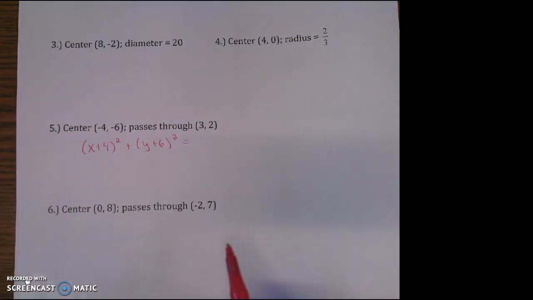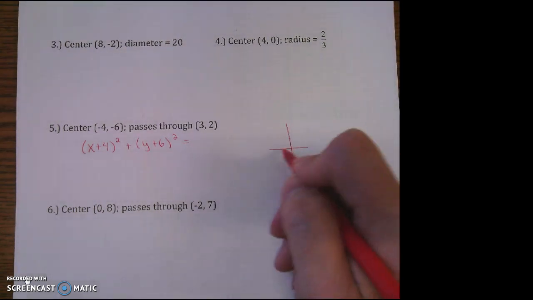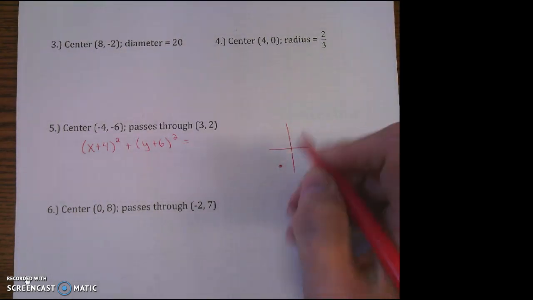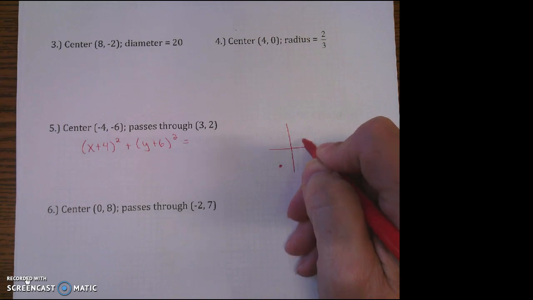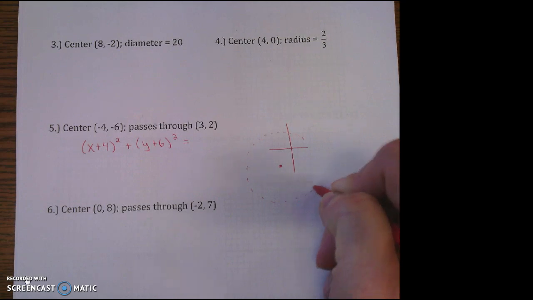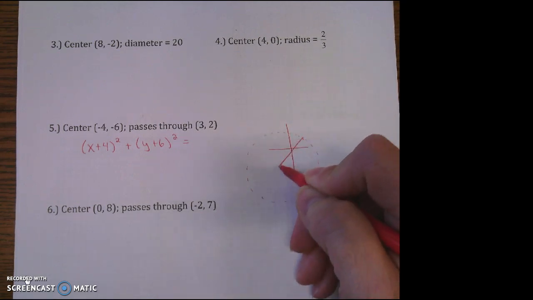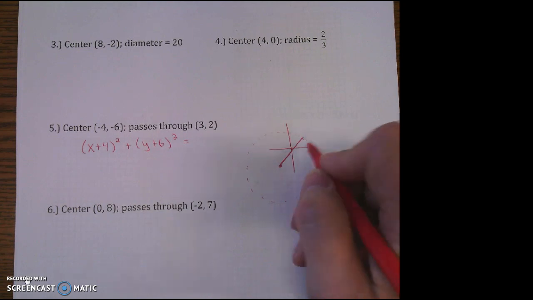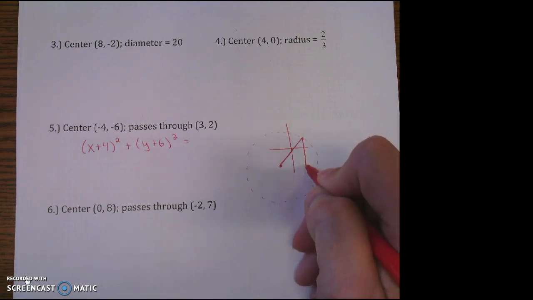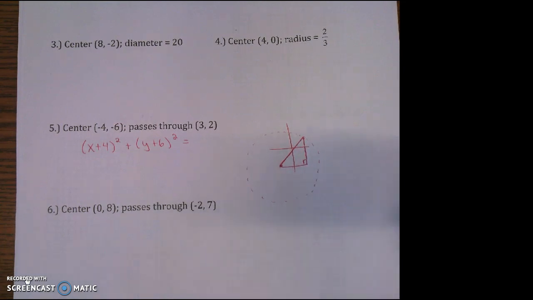Now I need the radius. But if my center is at the point (-4, -6), and it passes through the point (3, 2), my circle looks something like this. Now I need this radius. Remember, I need that length, that radius. And you can use your Pythagorean theorem again to figure that out, or the distance formula. The distance formula, if you remember from geometry, it comes from the Pythagorean theorem.